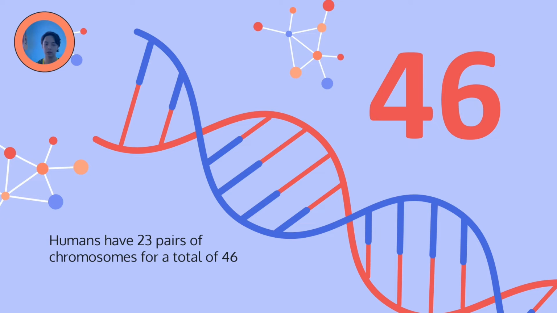It is important to know that humans have 23 pairs of chromosomes for a total of 46.